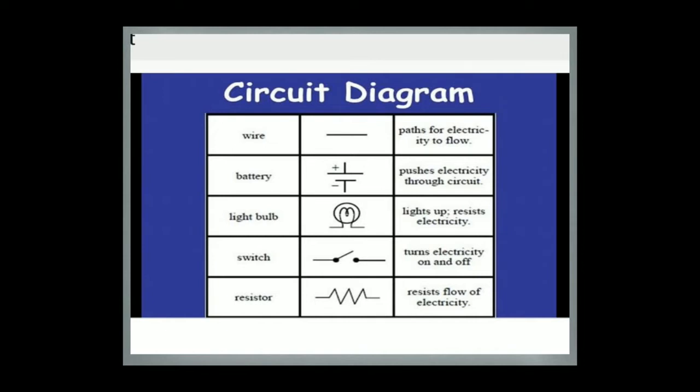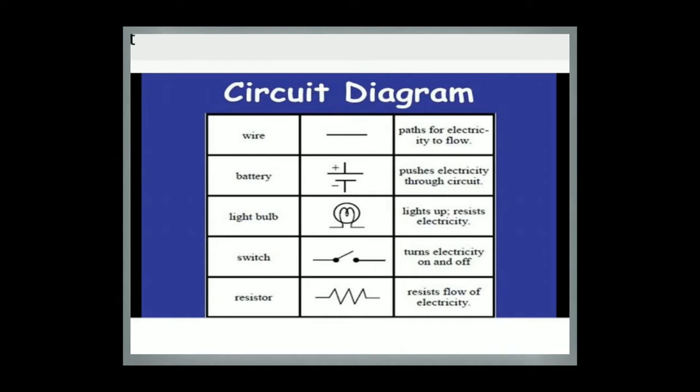In the circuit diagram, when we have such a continuous line in the first box, it is a wire, and wire stands for the path for electricity to flow. For the battery symbol, you can see two bars: the big one stands for the positive terminal, the smaller one stands for the negative terminal. This battery pushes electricity to move through the circuit.